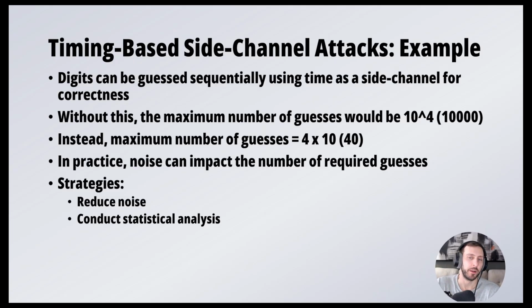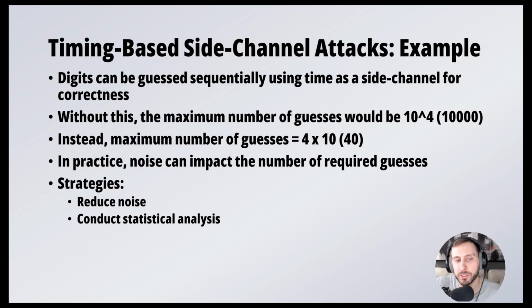So because of how this mechanism works, digits can be guessed sequentially using time as a side channel for correctness. Without this mechanism, if you think of a guessing attack, your guessing space is essentially 10 to the power 4, which is going to be 10,000. There are roughly 10,000 unique numbers for that 4-digit code that you're going to be able to enter. And so the maximum number of attempts is going to be 10,000.